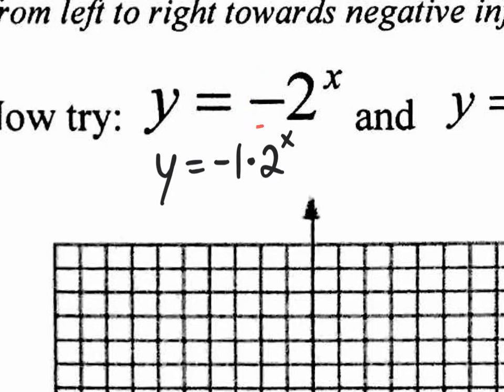So it's really 2 to the x with a negative sign in front. That negative sign in front is really like the a value of -1. It's going to open down, but the growth factor is still 2, all right? It's still going to be a growth function.